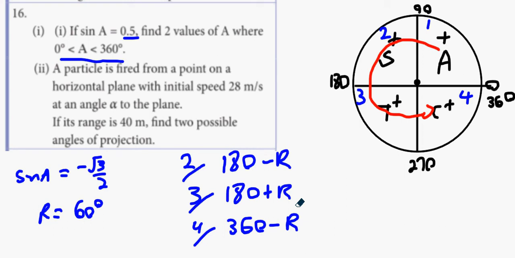So do 180 plus 60, and then 360 take away 60. And what are your two answers? The answers are 240 and 300. Would there be any way of checking your answer? Give me a minute.